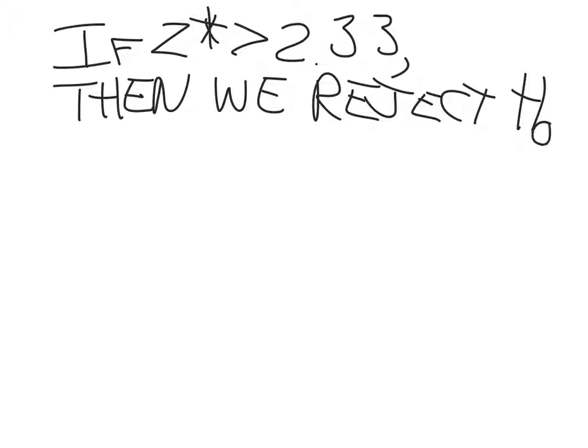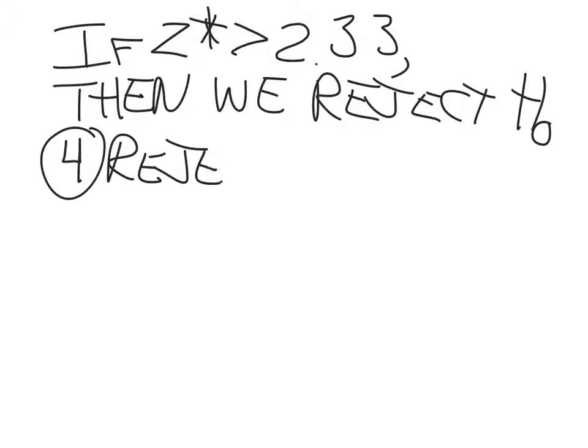Okay, so we think about it for a minute. Our Z star was 9.815. Is that greater than 2.33? You bet. So we're going to, in step 4, reject H0. So in the context of the problem, they are consuming much more than the 750 calories. Okay, good. Let's take a look at our second problem.